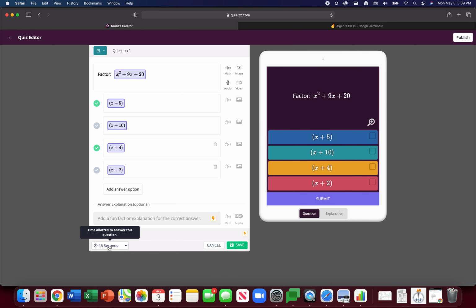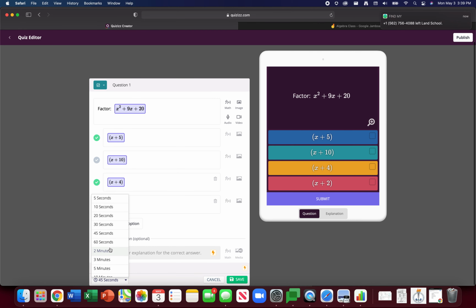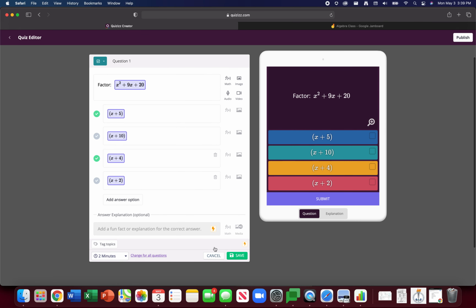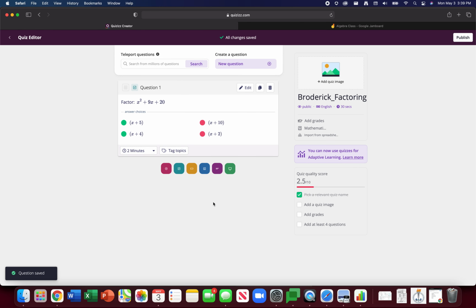Okay. Now I see this says 45 seconds. I think for factoring, it's a little bit nice to have a little bit longer. So I would put 60 seconds or even 2 minutes, right? People will still have to compete for time, but if you put 45 seconds, that means if someone takes longer than 45 seconds, the question times out on them. So that's kind of not cool.